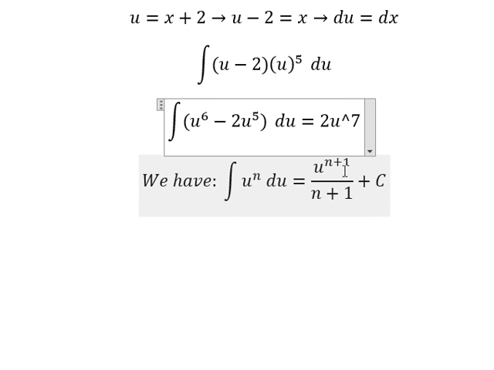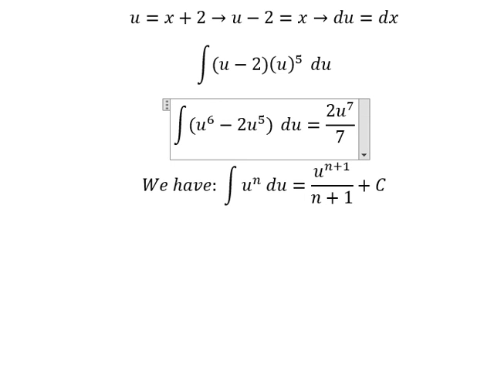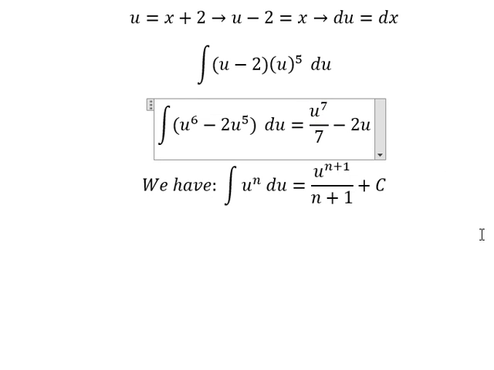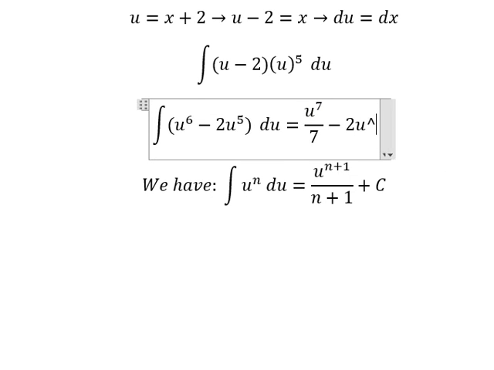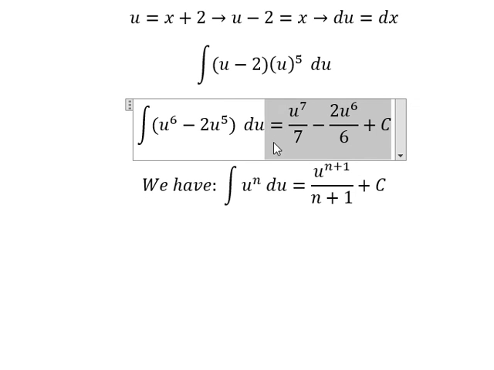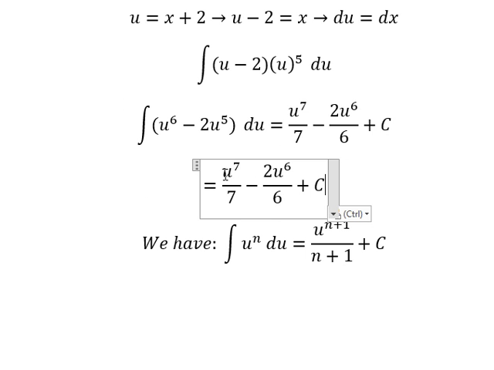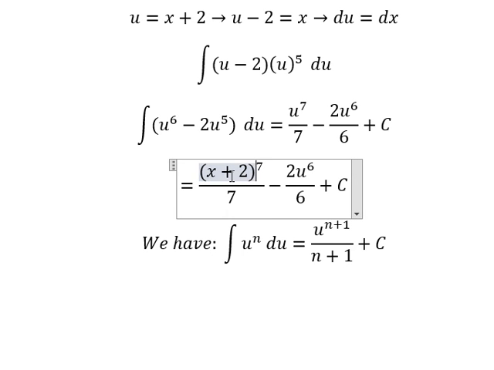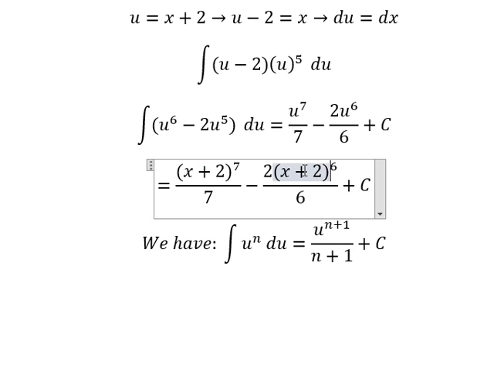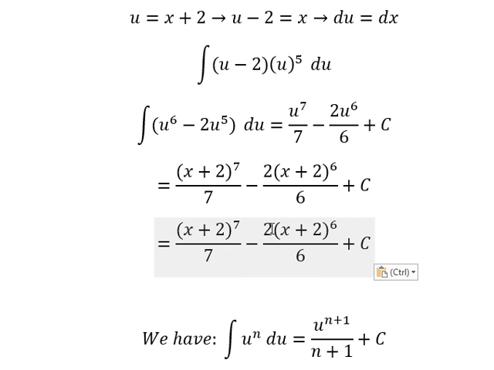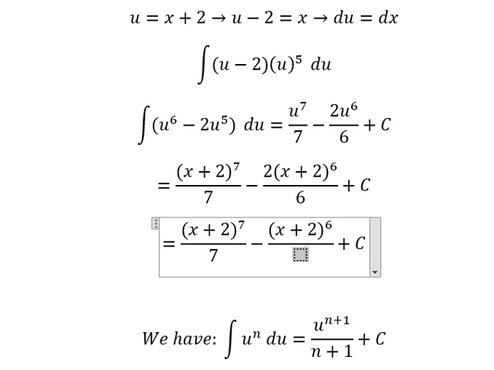So number 6 plus 1, we have number 7. The next one, that is u to the power of 6 over number 6, and I will put c. About u, that is about this one. So number 2 divided by number 6, we have 1 over 3.